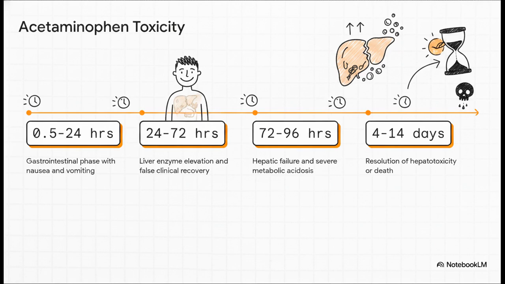But the true danger really reveals itself in stage 2, between 24 to 72 hours. Patients very often experience a false clinical recovery. Their GI symptoms fade away because the initial insult is over, leading them to believe the worst is past. But under the surface, hepatic necrosis is silently beginning. As those hepatocytes die off, liver enzymes like AST and ALT leak out and absolutely skyrocket in the bloodstream. By stage 3, that massive cell death triggers profound hepatic failure and severe metabolic acidosis. Without intervention, stage 4 ends in either a very slow resolution of that hepatotoxicity or death.